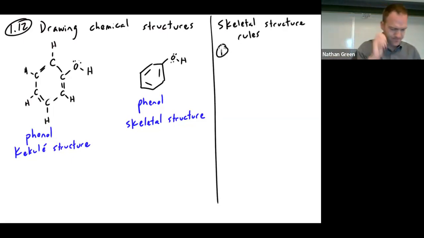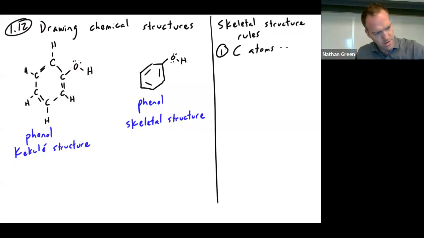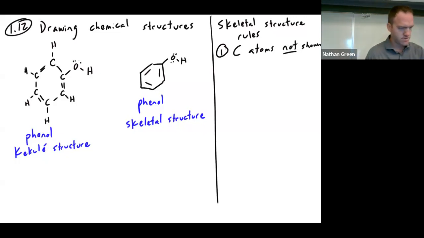Rule number 1. Notice what I didn't draw in here. Carbon. That's kind of weird, right? This is organic chemistry. We're obsessed with carbon. Why didn't I draw it? There are so many of them, and every molecule we're going to draw, they're just everywhere, right? We're inundated in them. So carbon atoms are not shown. They are assumed.